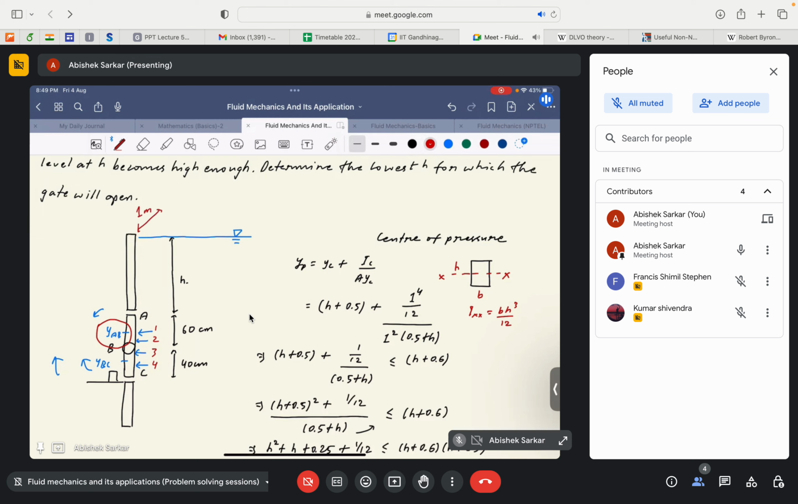Then Yc is 0.5 plus H, right? So it basically tells us that for the gate to open, this center of pressure must be less than or equal to H plus 0.6, right? H plus 0.6, this height. The center of pressure must lie above this point so that the gate will open. Is that clear?